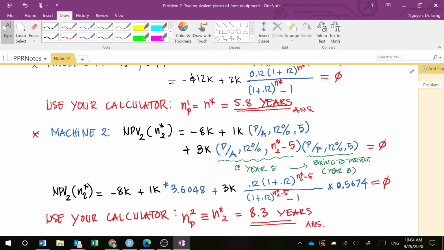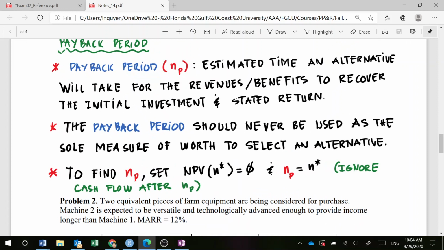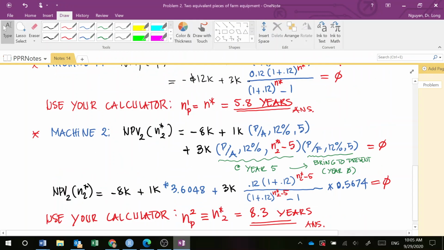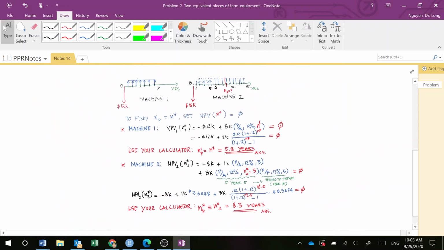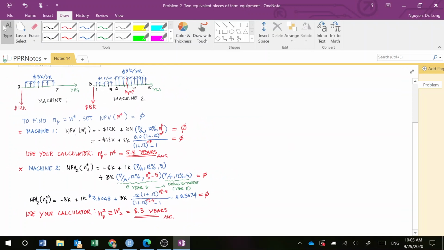But let's go to the note. We go to the note here that shows you the second note. The payback period should never be used as the sole measure of worth to select alternatives. And now I want to explain to you why. If we use payback period as the single method to solve this problem, you can see now, we will choose machine 1. However, we should not use that alone to justify machine 1.